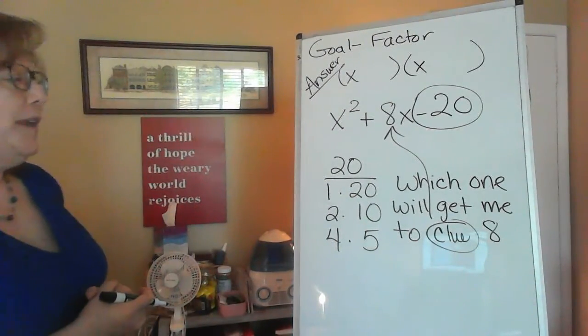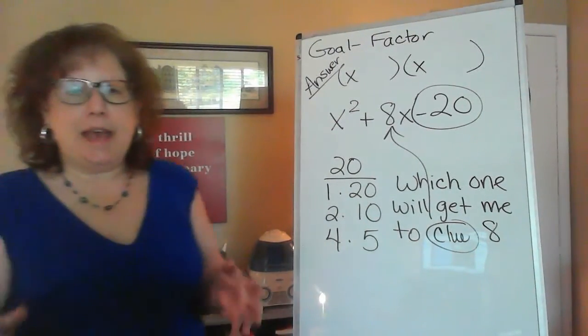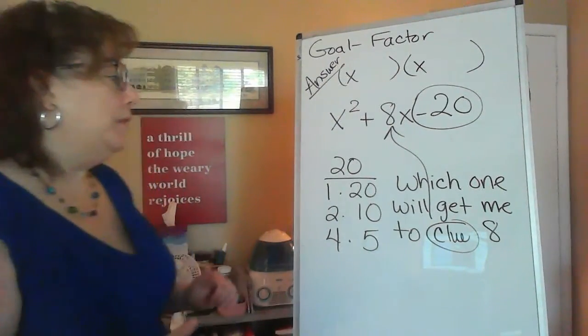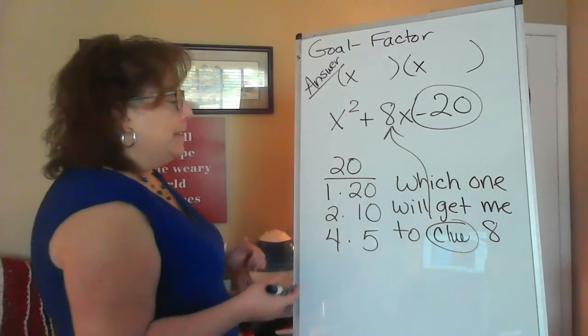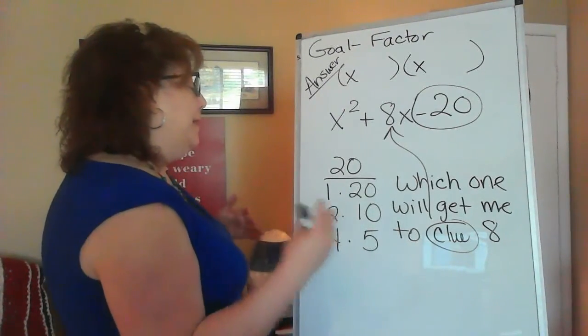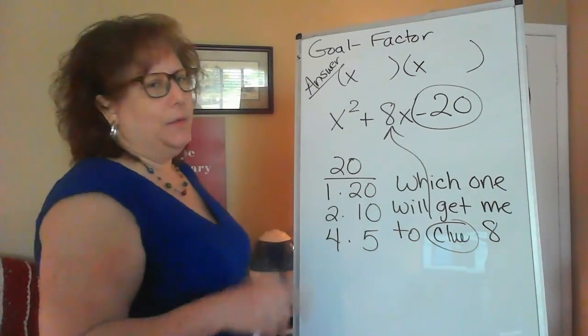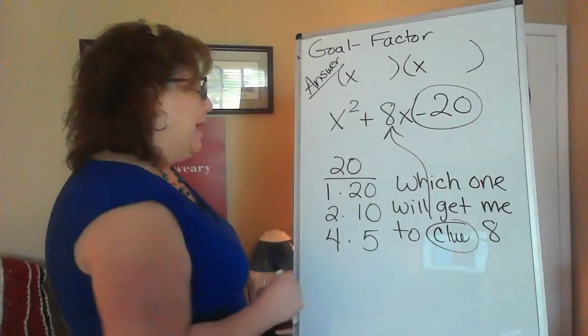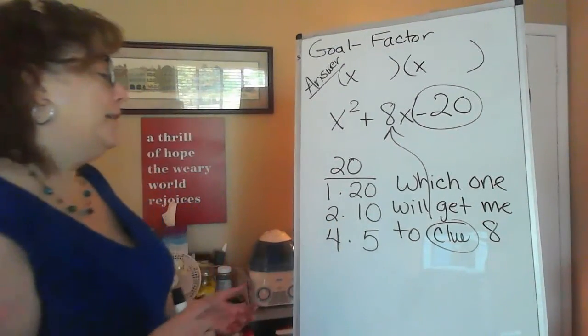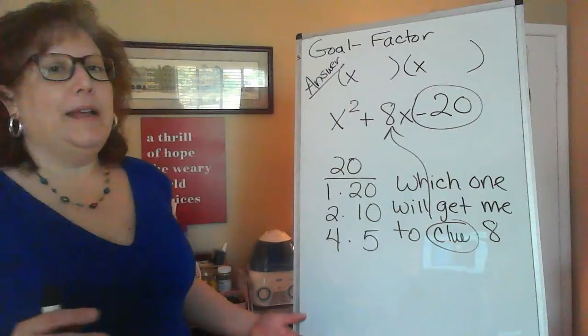Which one will get me to 8? I can add or I can subtract, but which one will get me to 8? Now if I look at 1 and 20 and I add it and subtract it, I'm going to get 19 and 21. Nowhere even near. If I add 2 and 10, I get 12. But if I subtract 2 from 10, I get 8.